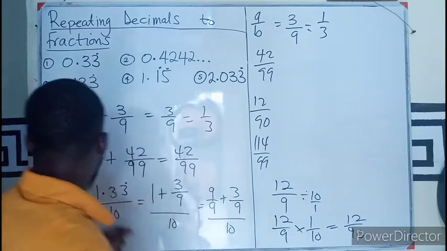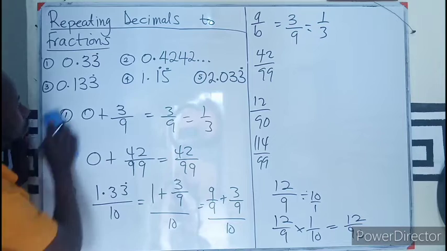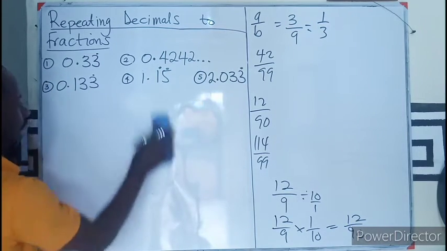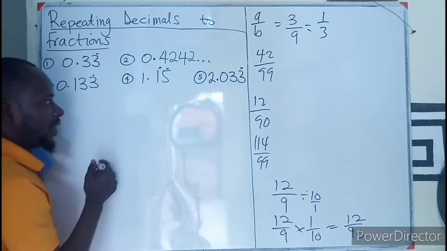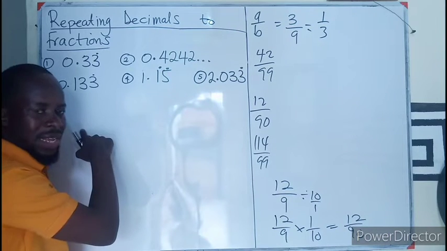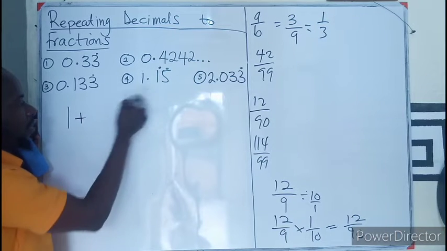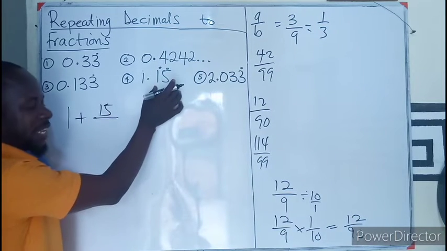All right. Then the number 4. Using the same approach, you can see this is already having a whole number there. So it's going to be 1 plus, this is going to be 15 over 2 decimal places.